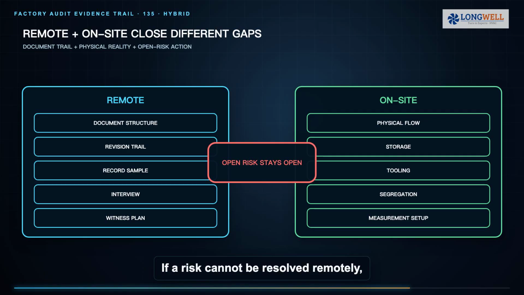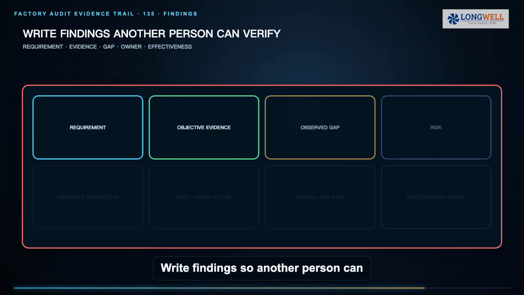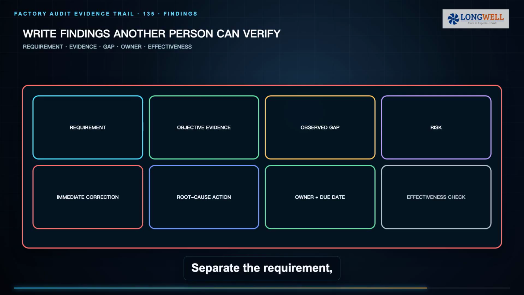If a risk cannot be resolved remotely, label it open and assign an on-site, third-party, sample test, or production witness action. Do not force a green score merely because the call ended. Write findings so another person can verify them. Separate the requirement, objective evidence, observed gap, risk, immediate correction, root cause action, owner, due date, and effectiveness check. Avoid vague phrases such as improve management or pay more attention.